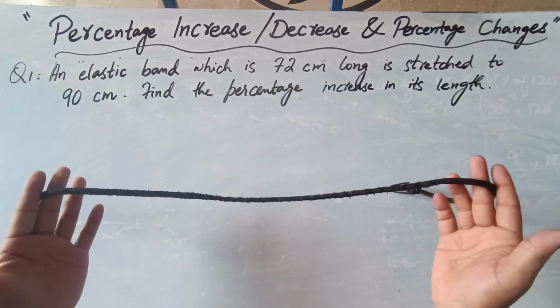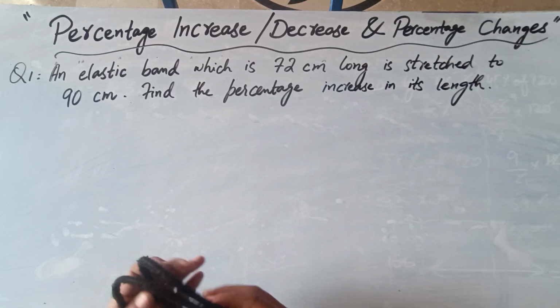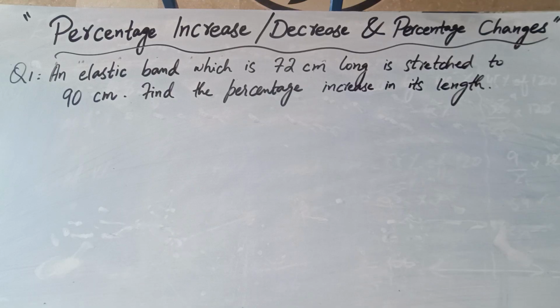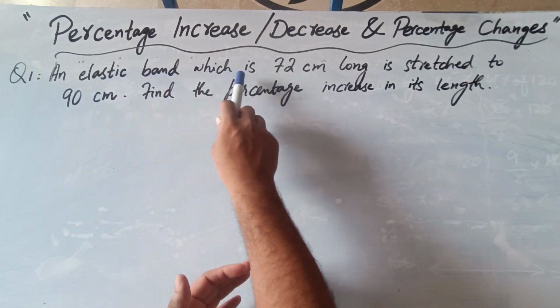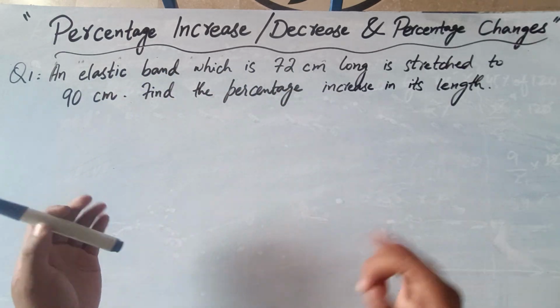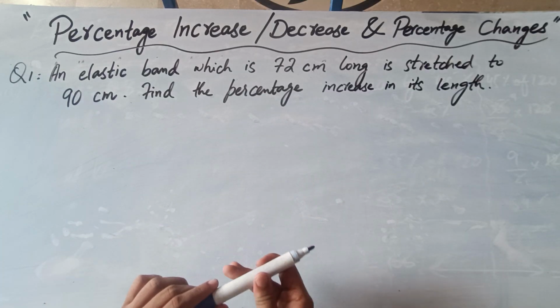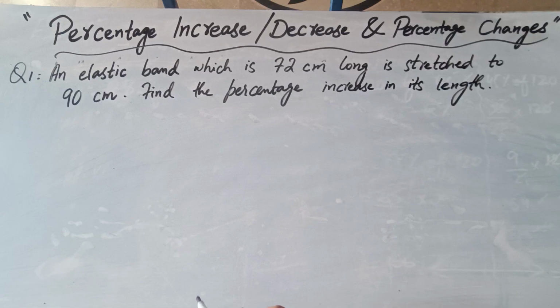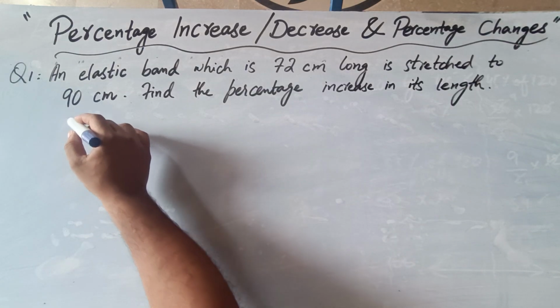So this is a very real life example question. When we stretch a band, and if I ask you how many percent the length has been increased, this is a real life example question. An elastic band which is 72 centimeters long is stretched to 90 centimeters. Find the percentage increase in its length. So there is a very simple formula. If you follow that formula, you will get the answer.